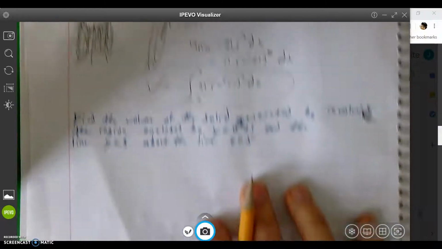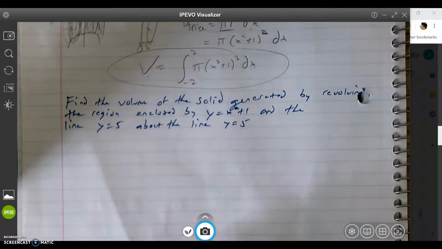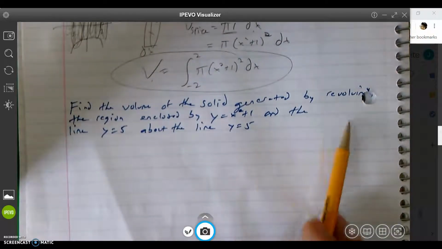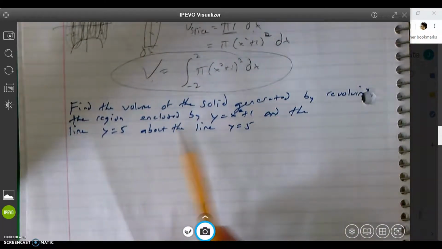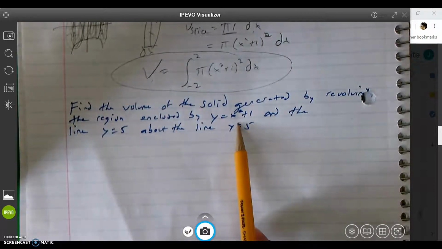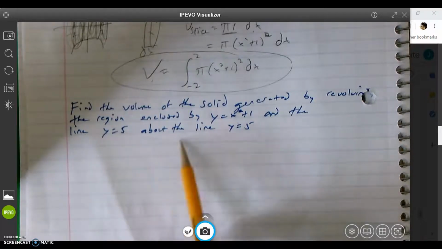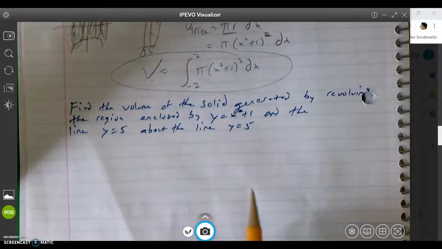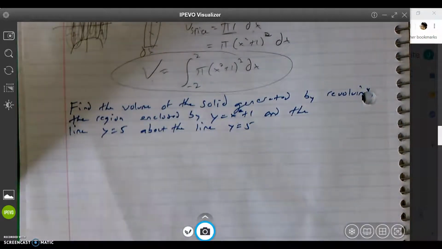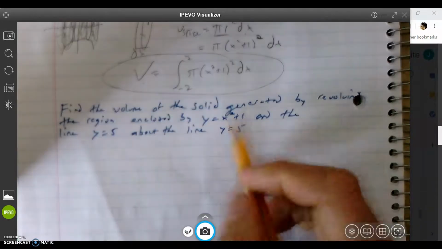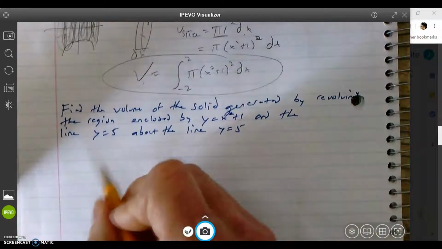Here's the new one right here. Check it out. Find the volume of a solid generated by revolving the region enclosed by y equals x squared plus 1 and the line y equals 5 about the line y equals 5. Okay, so same problem, but check it out. I forgot to say that x equals 2 and negative 2, so I'm going to go with the same thing as that.